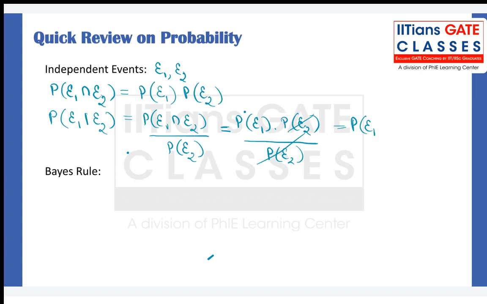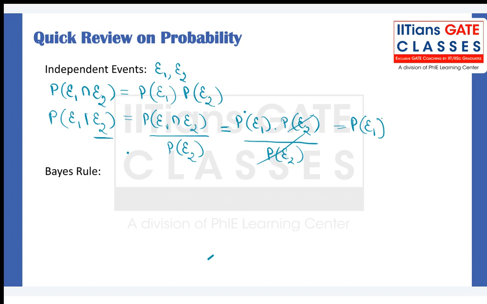Similarly, you can derive for the other scenario as well. And if you look at the result, the probability of E1 given E2 is the probability of E1, which makes sense because given that E2 occurs, if E1 and E2 are independent, it does not matter for E1 that E2 has occurred. So whatever is the probability of E1 remains the probability of E1. It doesn't matter if E2 has occurred or not.